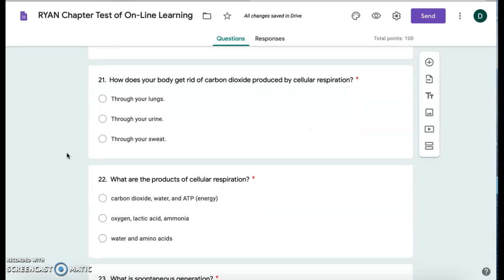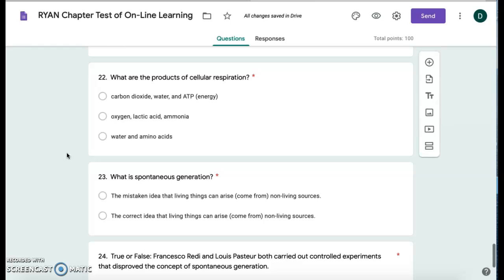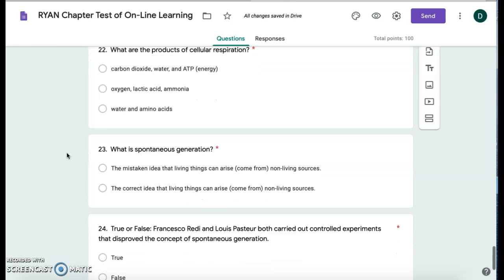Number 21. How does your body get rid of carbon dioxide produced by cellular respiration? Through your lungs, through your urine, through your sweat. Number 22. What are the products of cellular respiration? Carbon dioxide, water, and ATP, which is energy. Oxygen, lactic acid, ammonia, or water and amino acids.